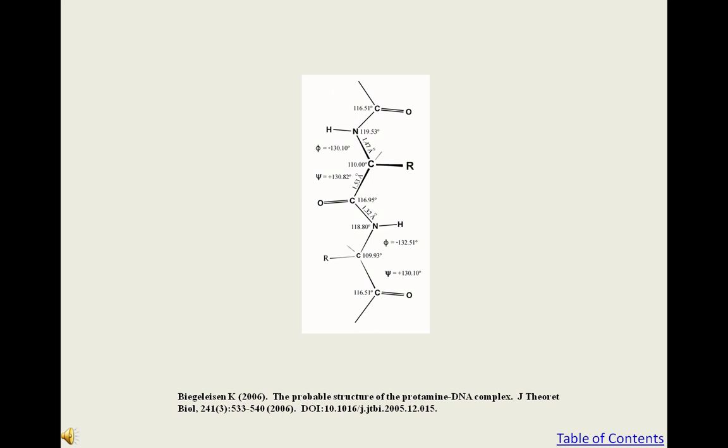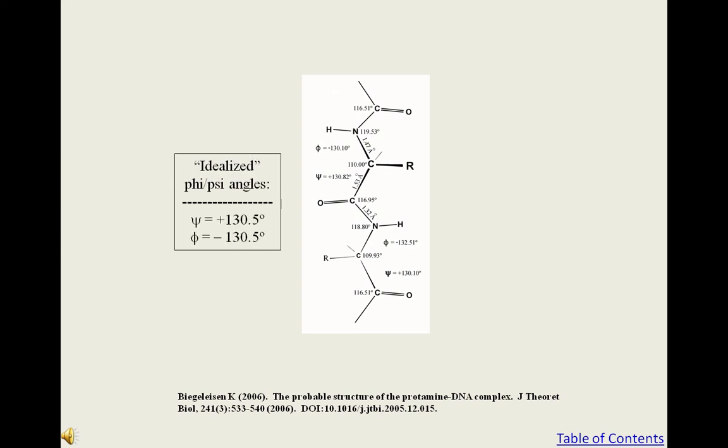To summarize briefly, the spacing between DNA base pairs is presumed to be the idealized distance of 3.4 angstroms, wherefore the spacing between amino acid residues on either side of the beta strand must necessarily be twice that distance, or 6.8 angstroms. This distance is attained by a beta strand with the approximate angles psi equals plus 130.5 degrees, phi equals minus 130.5 degrees, which also places the structure into the most favored quadrant of the Ramachandran plot for beta sheets.